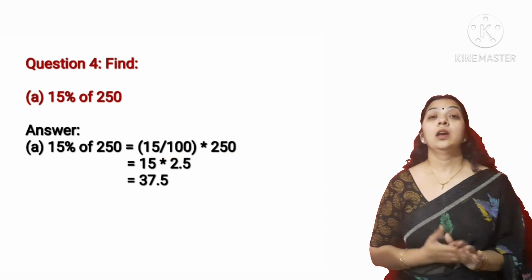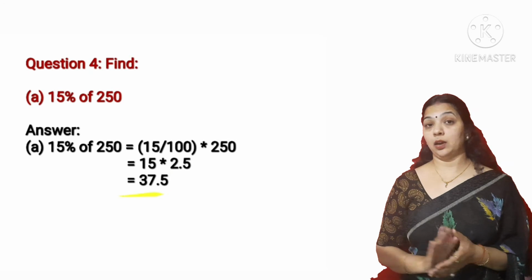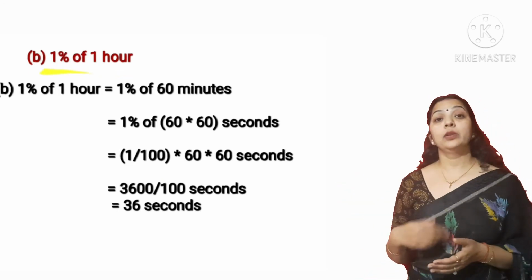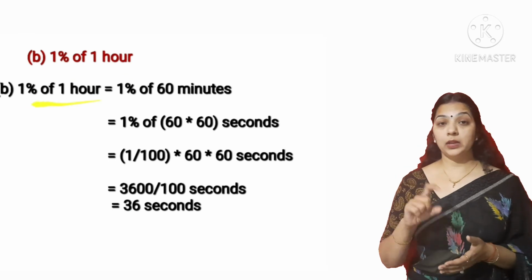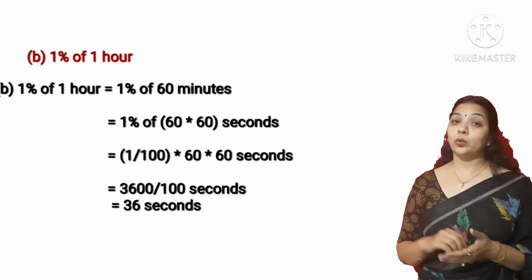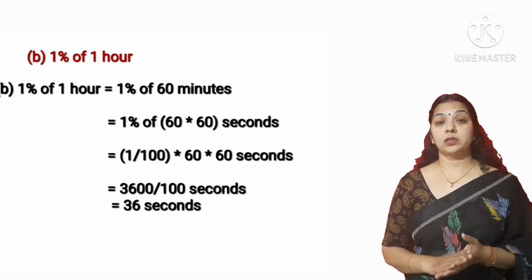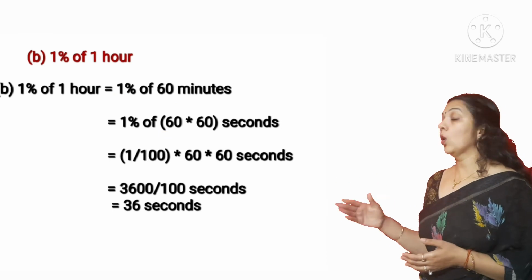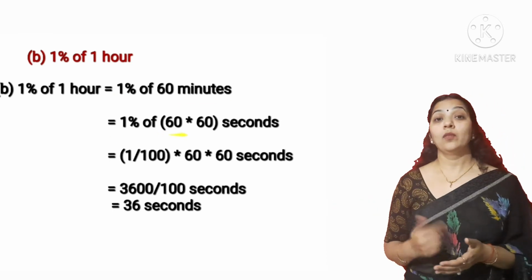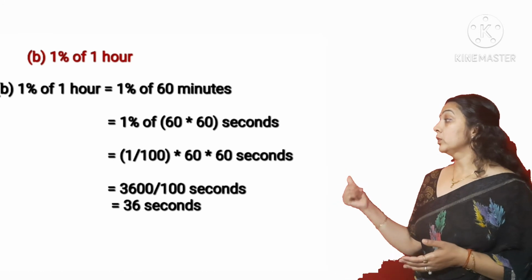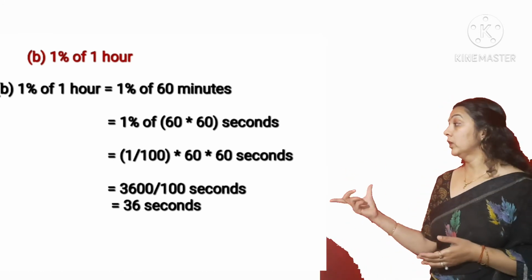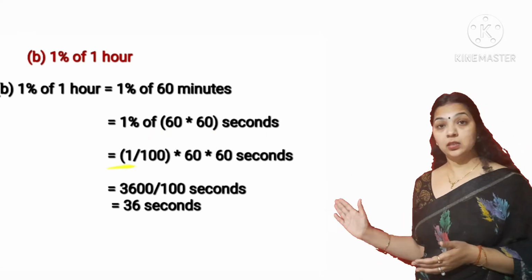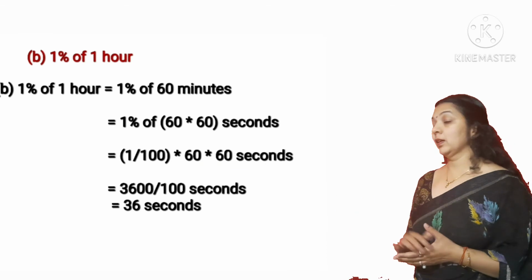The next is find 1% of 1 hour. We will calculate this into minutes. What will we do? We will convert hour into minutes. So we know that 1 hour is equal to 60 minutes. Now 1% means 1 upon 100 into 60 minutes, or to find it in seconds, 60 minutes is equal to 60 into 60 seconds. So 1 upon 100 into 60 into 60, and this will result in 36 seconds.